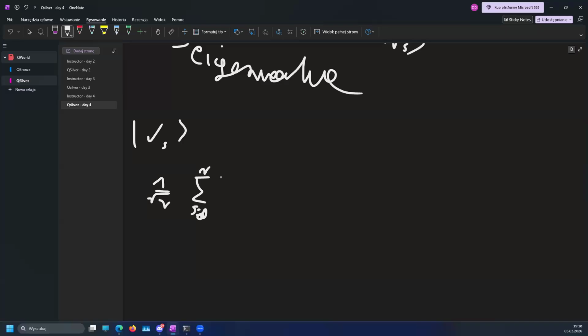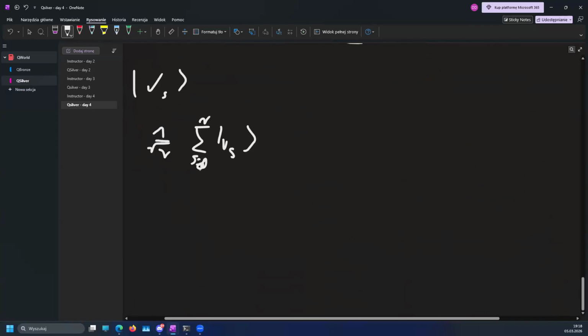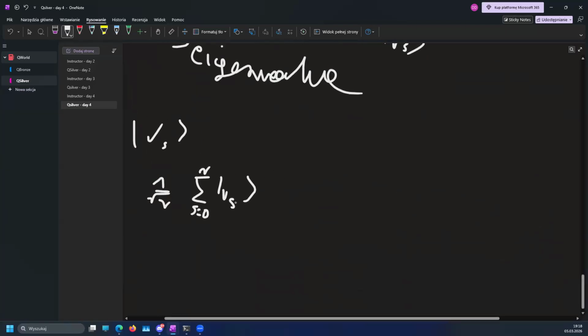So here we have this S number, and now it will change value from 0 to R. So we will have an equal superposition of different states with different values of S, which is one of our unknown variables.